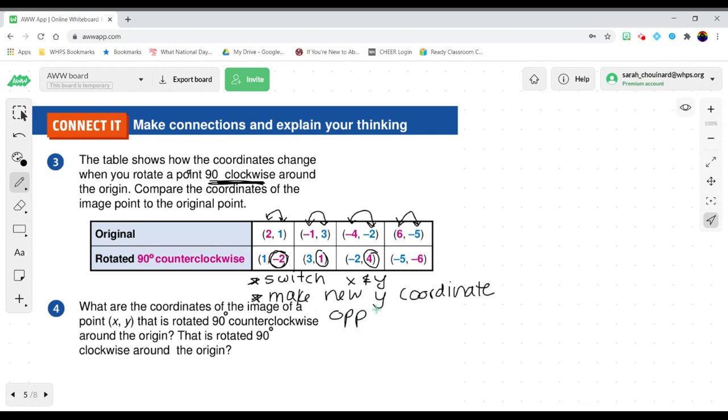When you're doing your homework on IXL, have these rules written down somewhere or have page 29 open so that you can see your two rules for 90 degrees clockwise and 90 degrees counterclockwise. I'm noticing here it says counterclockwise, but I think in your book it says clockwise. We're going to skip 4 and 5 on this page, so you can just cross those out and let's move ahead to page 30.